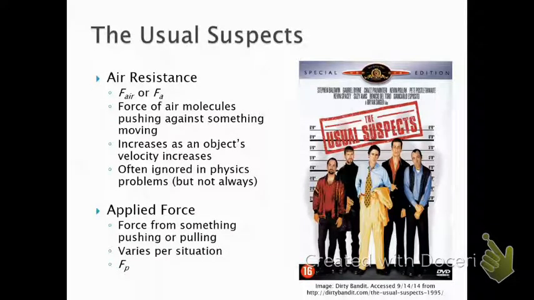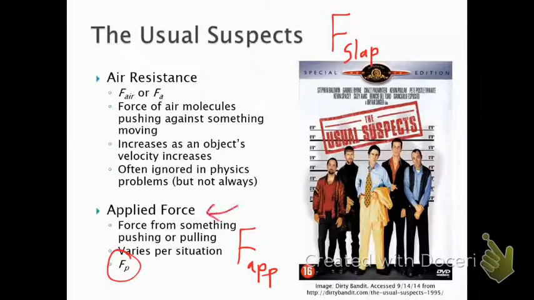Then you've got air resistance. This is the force of air molecules pushing against things. We ignore this a lot. And then finally, there's just an applied force. Basically, any time you've got something pushing or pulling, sometimes I'll write F_app for force applied, sometimes F_p for force of the push. Honestly, sometimes I'll just write F with a little subscript of what it is, like force from the slap. The applied force is basically the other category.